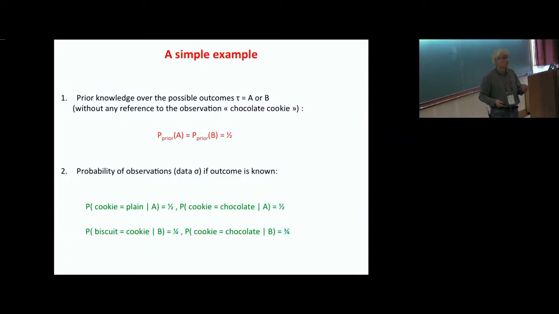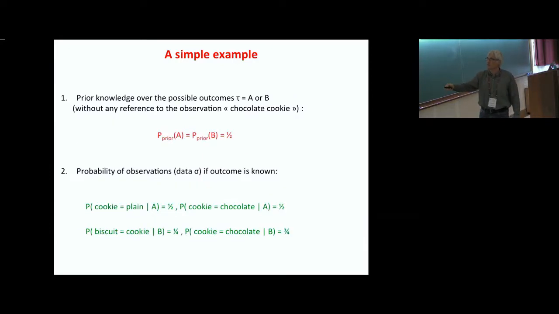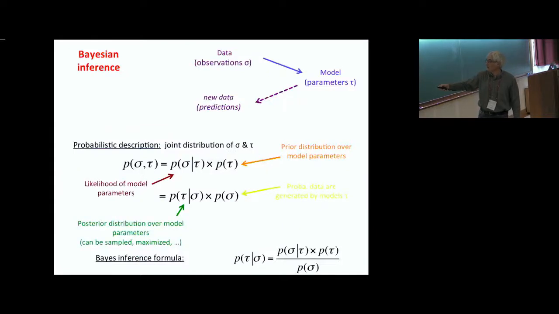Now I have a model. The model tells me the probability of observing a plain or a chocolate cookie if I am in box A, and I have another model for box B. So here are my two models. I assume I pick one of these cookies randomly, so the probability of picking a plain cookie in box A is 1/2, and chocolate cookie is 1/2. While here it would be 1/4 for plain cookie and 3/4 for chocolate cookie. I express this in this equation here: probability of cookie equal plain given A is 1/2, probability of cookie equal chocolate given A is 1/2, and similar things for B. Now I have everything I wanted in the numerator, so I can compute my posterior distribution over the box.